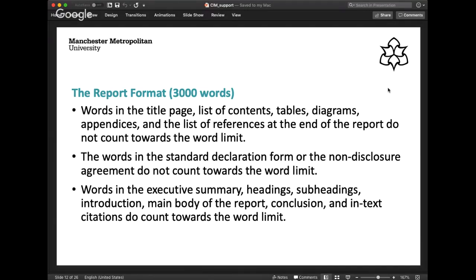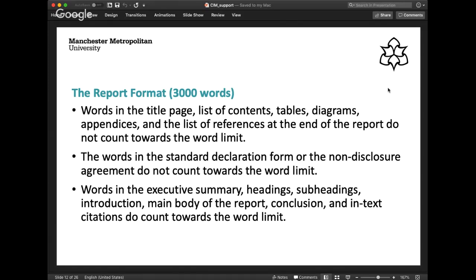I just want to give you some recap on some of the report format. I've been asked a few questions around how I want it presented. Well, any title page, any list of contents, any tables, any diagrams, any appendices, and your list of references at the end of the report do not count in the word limit. So what I will be expecting from you is a full report with a title page, a contents page, any tables and diagrams, a reference list and appendices, but none of those elements are going to be included in your word count.